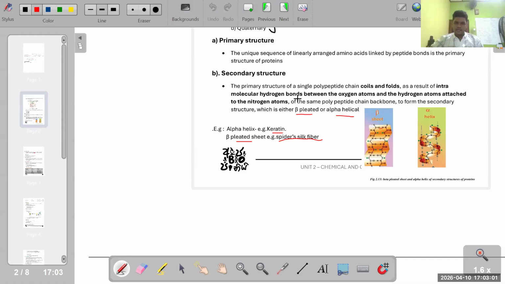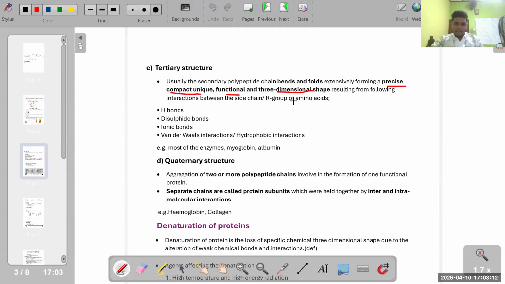Now, just think of the secondary structure. At the end of the secondary structure, a secondary structure of polypeptide is formed. What happens to that secondary structure of protein? It will bend and fold. Initially it was coiling and folding. Now here it starts bending. It bends and folds further, forming a precise, compact, functional, three-dimensional shape. There it took place due to intramolecular hydrogen bonds of backbone components. Here it is taking place due to interaction between what type of component? What type?